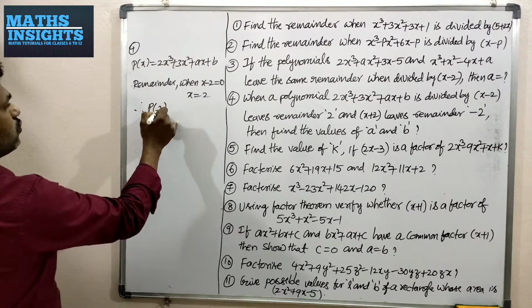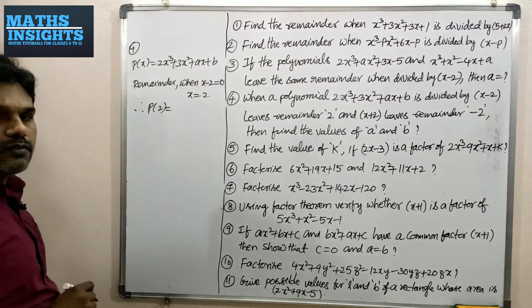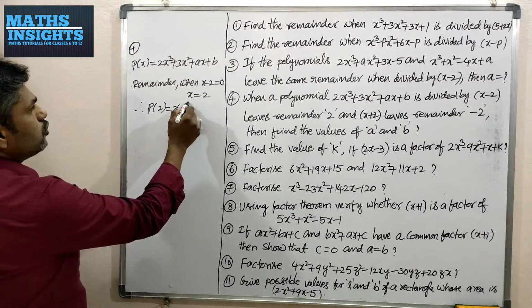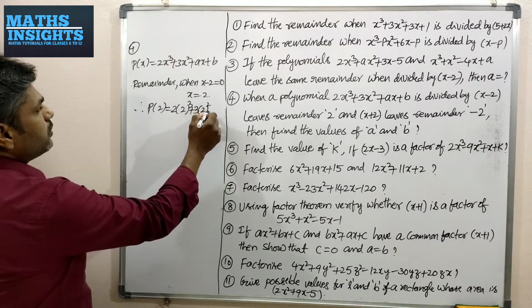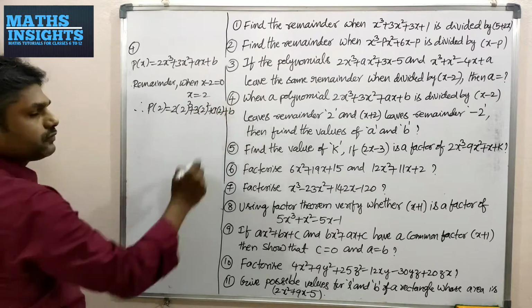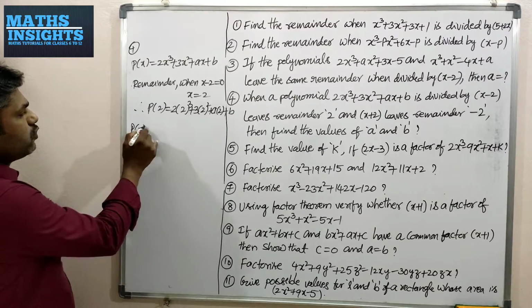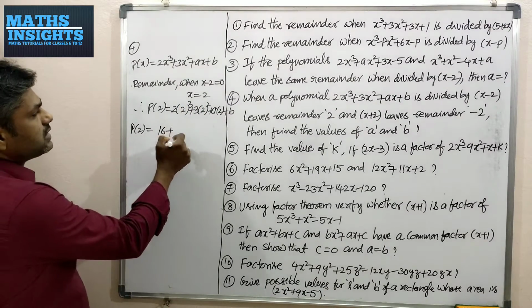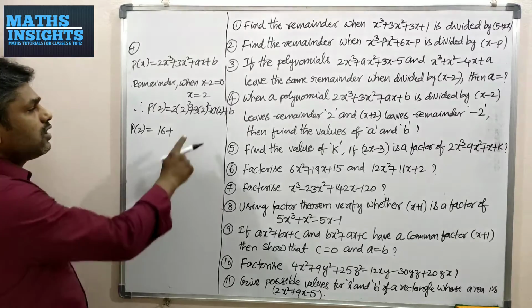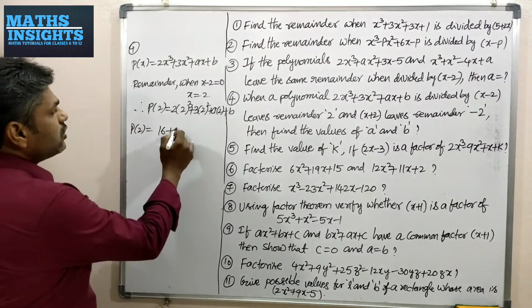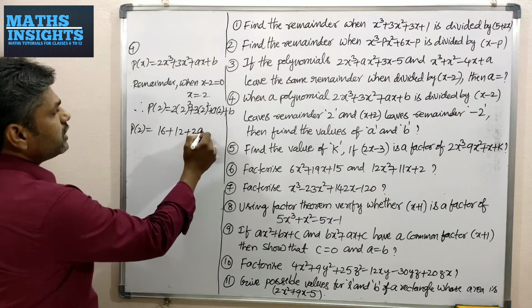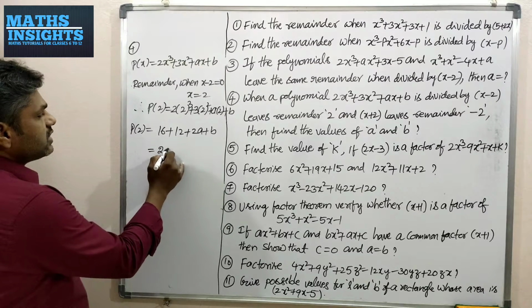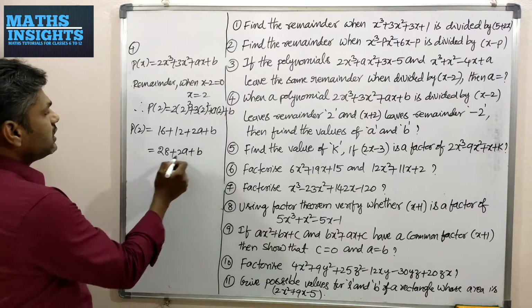Therefore p of 2 is equal to, I am placing x equals 2 in the given polynomial: 2 into 2 cube plus 3 into 2 square plus a into 2 plus b. That is, p of 2 is equal to 2 cube is 8, 8 2s are 16, plus 2 square is 4, 4 3s are 12, plus 2 into a, 2a, plus b. That is equal to 16 plus 12 will become 28 plus 2a plus b. That is p of 2.